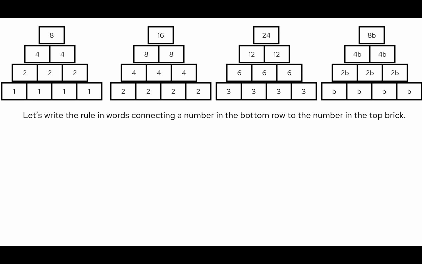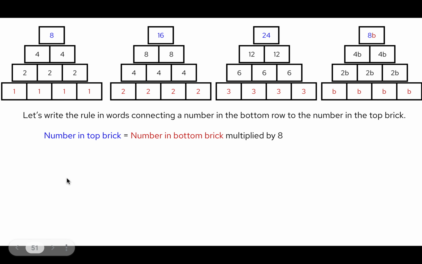So now let's write a rule in words connecting a number from the bottom row to the number in our top row. Let's look at the numbers in our top row right here. We have our 8, our 16, our 24, and our 8B. And let's see how that connects to the bottom. So if this is 8 and this is 1, this is 16 and this is 2, this is 24 and 3, and this is 8B and this is B. I've noticed that if I take my bottom brick and multiply it by 8, I get the top brick. So in other words, 1 multiplied by 8 is 8.